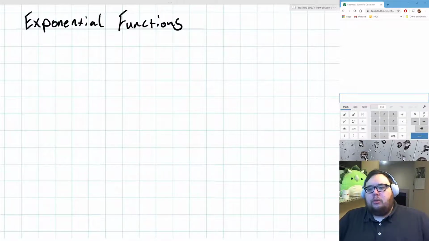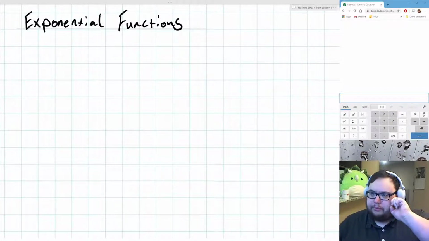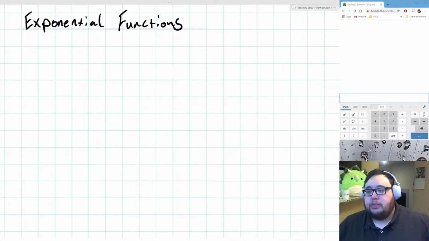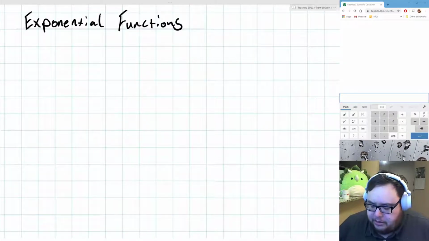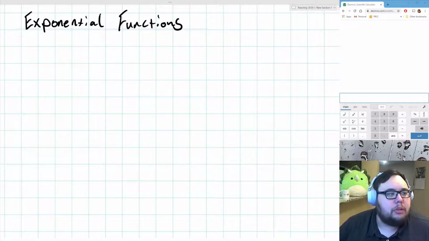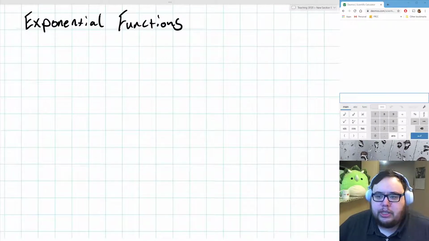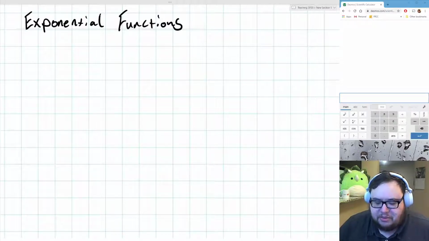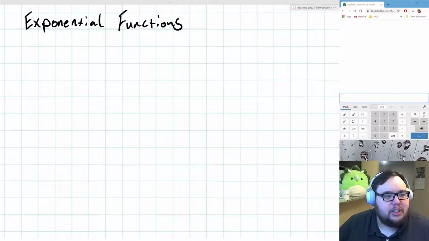Okay. So let's go ahead and move on into section 4.2-ish, where we're going to be talking about exponential functions. And before we get into exponential functions, I want to talk a little bit about exponential properties. These are properties that should theoretically be reviewed in the notes, but I find that they're very good to go back over again because they're ones that people tend to forget.